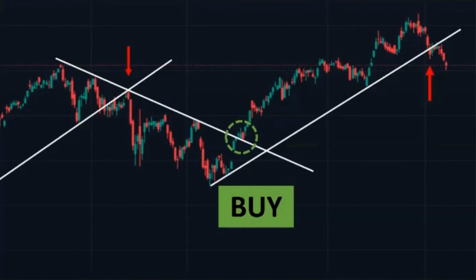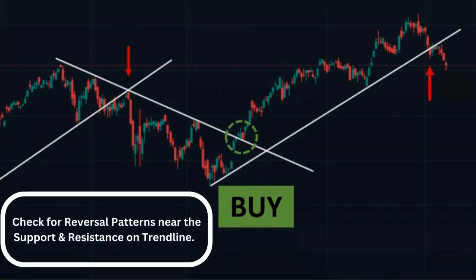So now you know how we can go long or short in the market and even exit the position by following the proper rules of this strategy. So now you know how simple the strategy actually is. And one more pro advice that I would like to give you is that whenever the stock comes near the trend line to either take support or resistance, you shall look for reversal patterns.